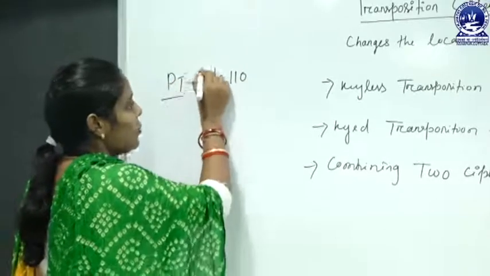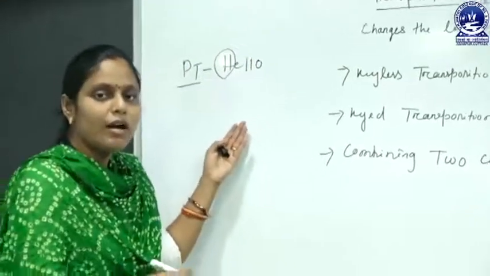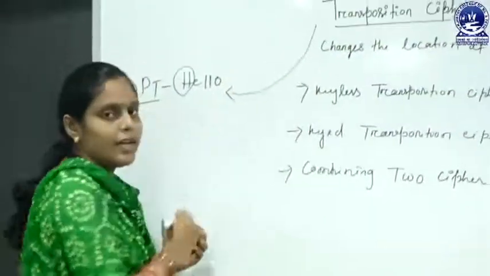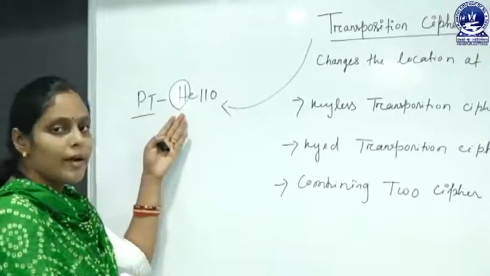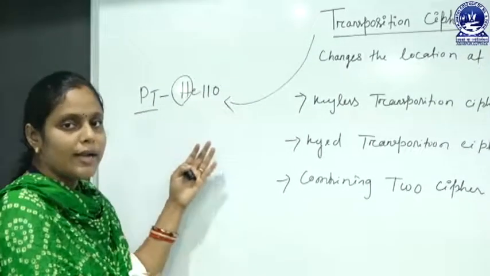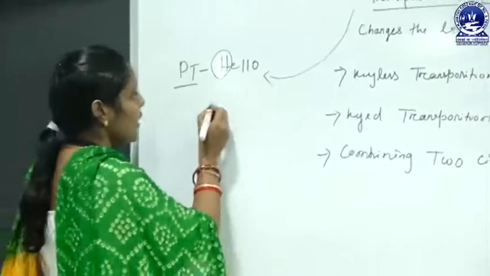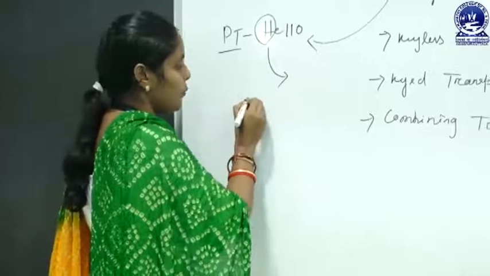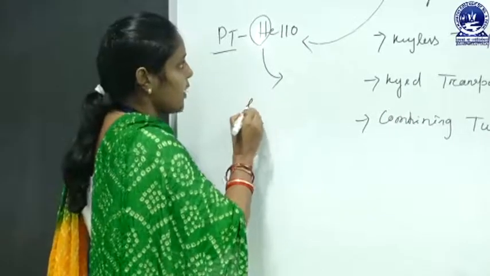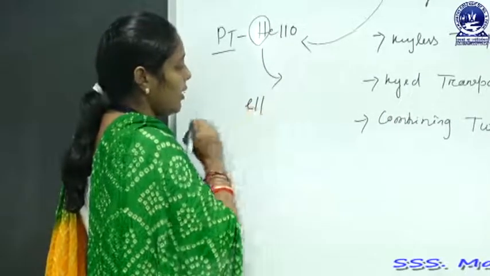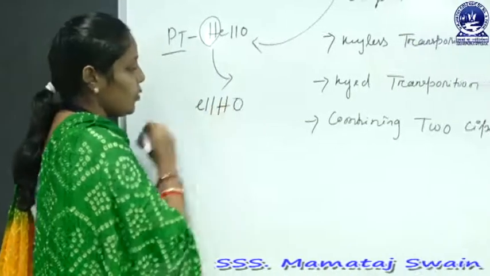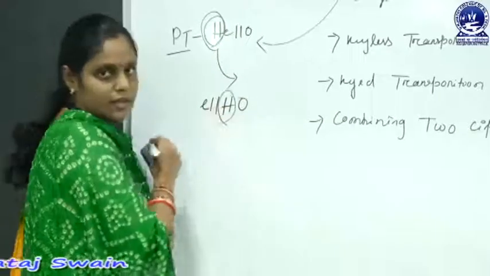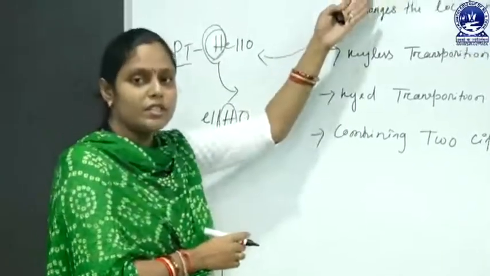Here the alphabet H, which is in the first position, if you apply the transposition technique, this alphabet H is replaced by its position. That means it may change its position to location 4. So our ciphertext is E, L, L, then H, then O. Here the position of the alphabet is changed. That is called the transposition cipher.